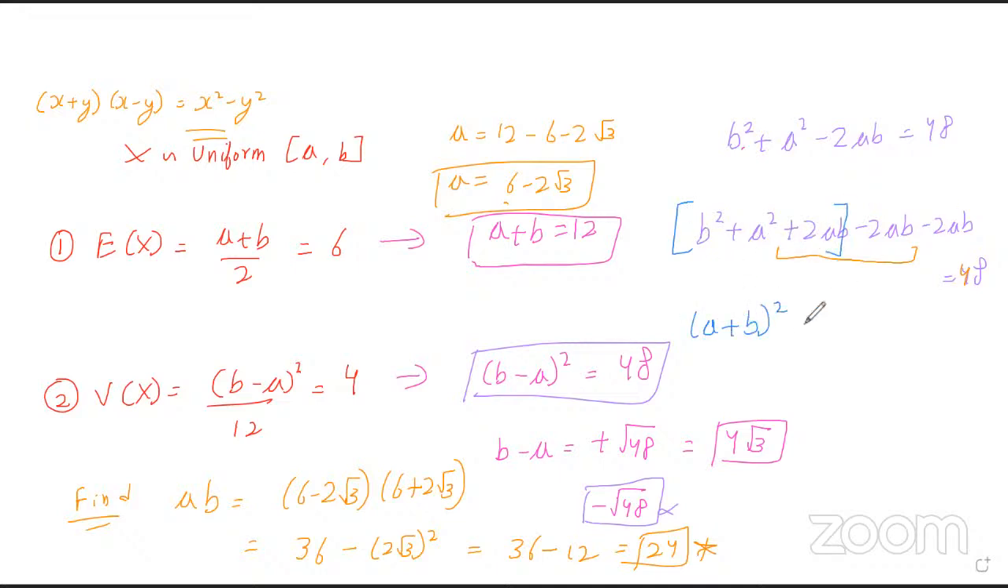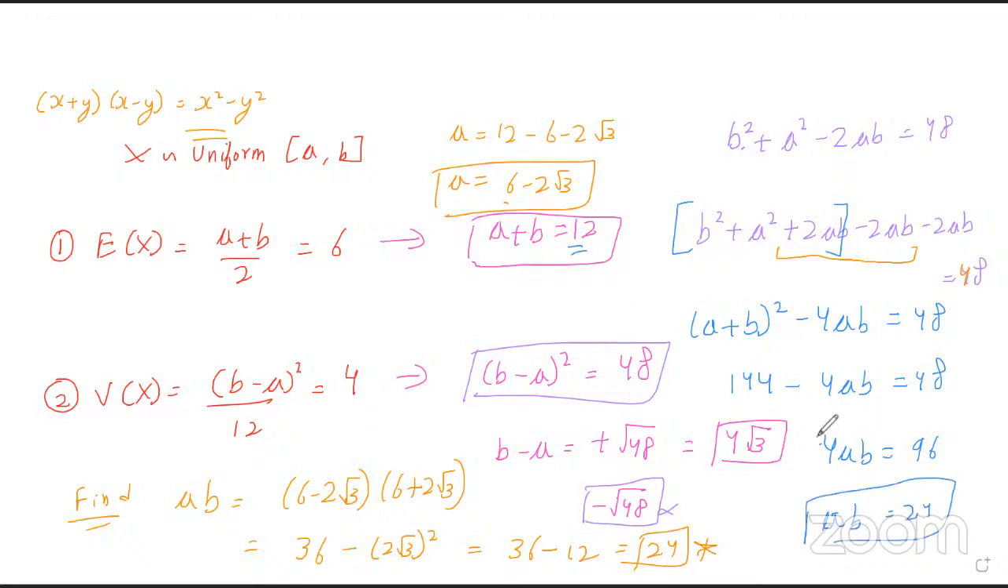Minus 4 times ab, which is 48. So we know a plus b is equal to 12. So 12 square is 144, minus 4ab is equal to 48. So 4ab is equal to 96 and ab is equal to 24. So either way you can approach. Once you have two equations, it's purely mathematical how you approach and obtain the value of a into b, right?